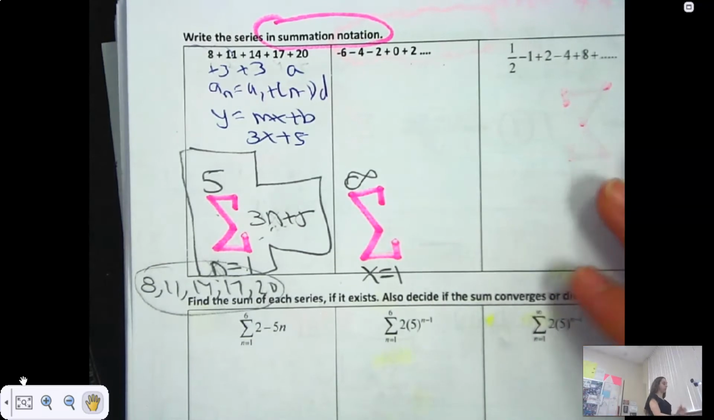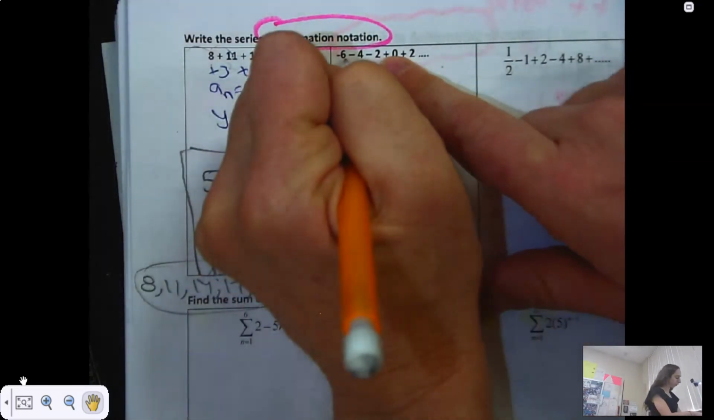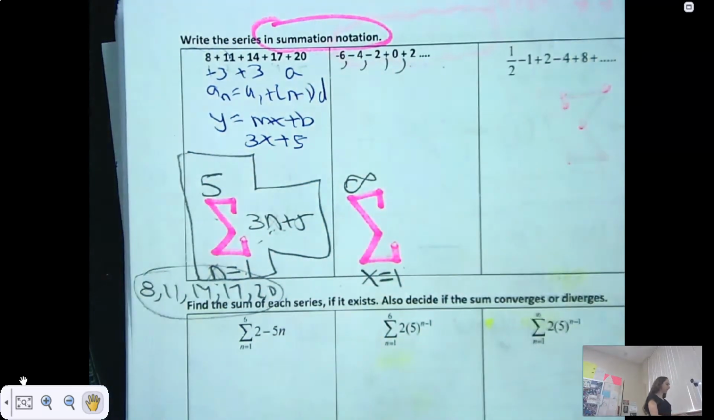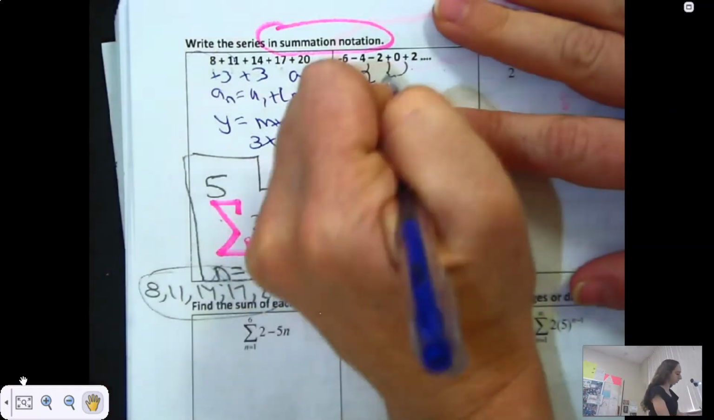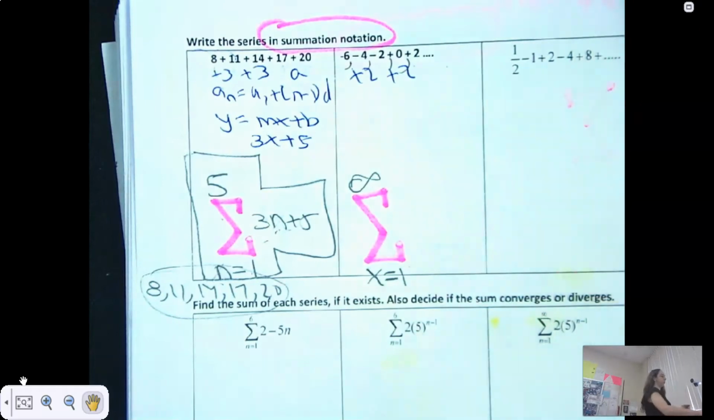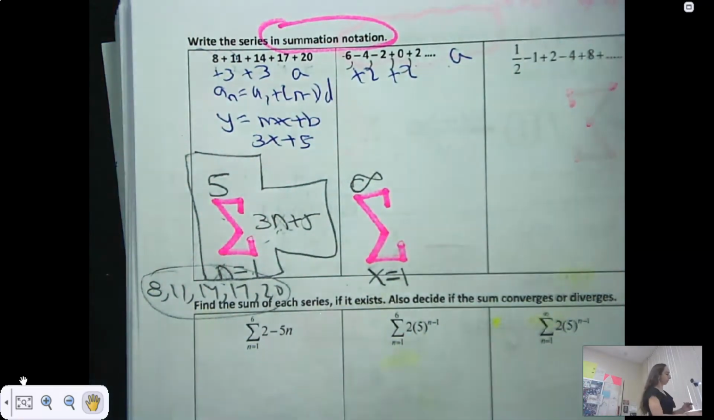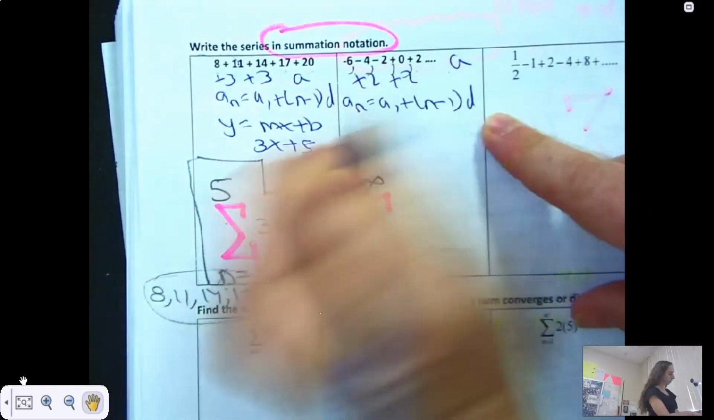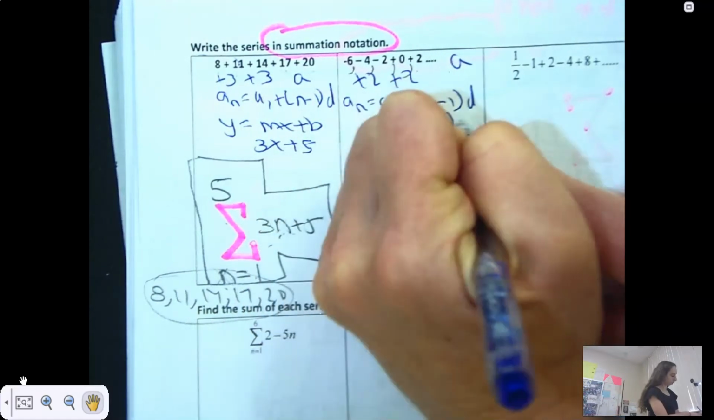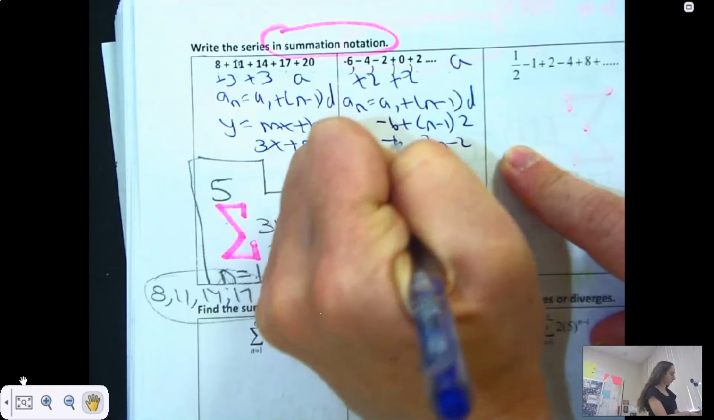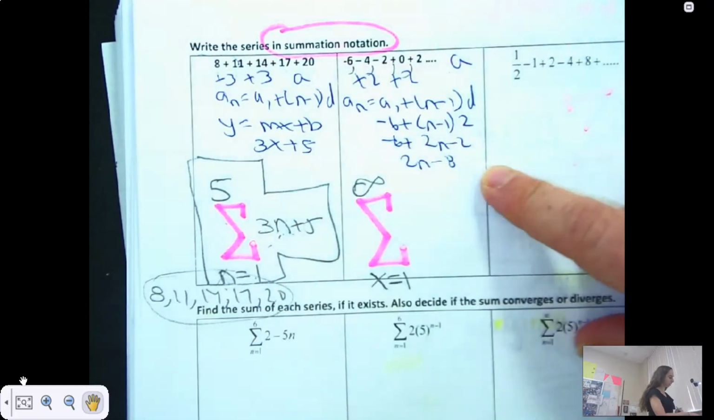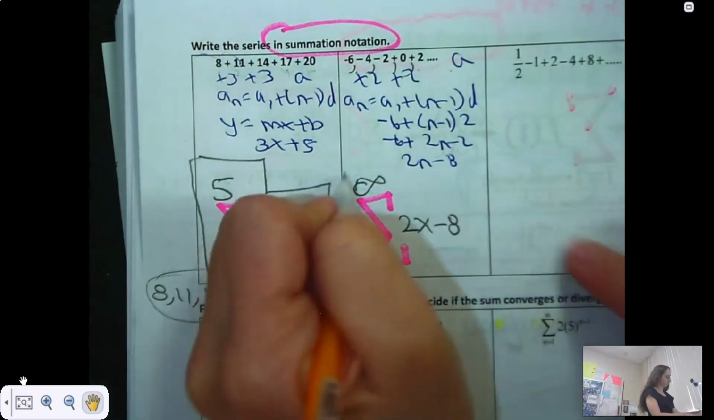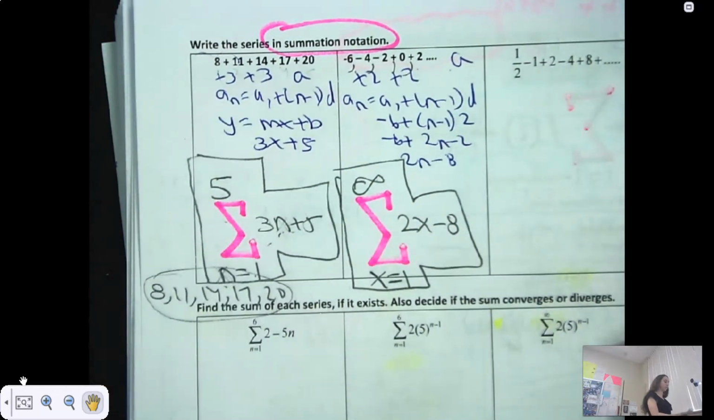Now I have to figure out the type of sequence it is. It's really negative 6, negative 4, negative 2, 0, 2. Sometimes that's easier for us to see that the pattern is plus 2, plus 2. If it's a plus 2 pattern, that means it is arithmetic. I will do it this way this time just so you can see two ways: the first term times the pattern, and then that's 2n minus 8. Now, I committed to x this time, so I need to commit to x here.